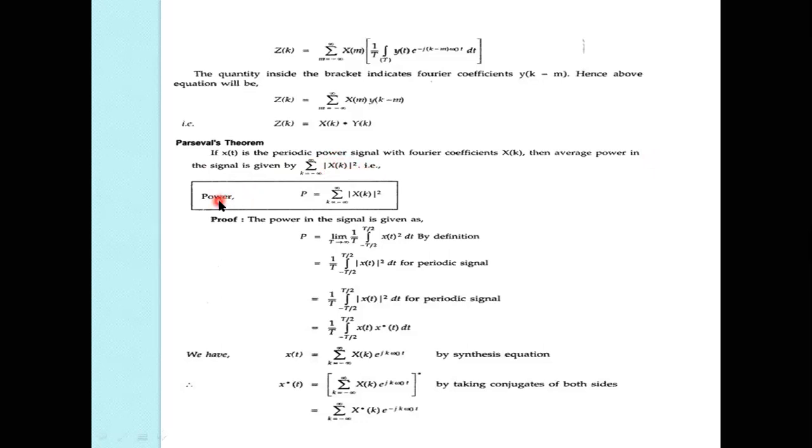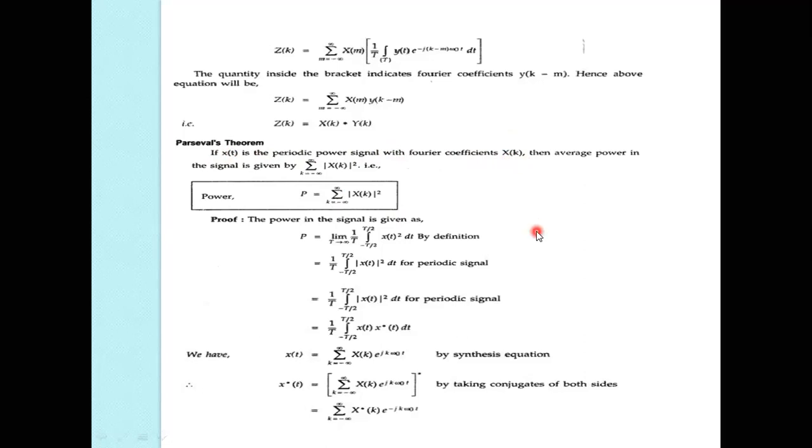That is, I have to show that the average power P is equal to the sum of k equal to minus infinity to infinity of the squared magnitude of x of k. We have to prove that the average power of a signal is given by this, by taking x of t as a periodic power signal with the Fourier coefficient x of k.